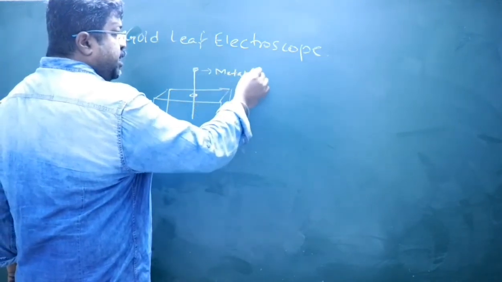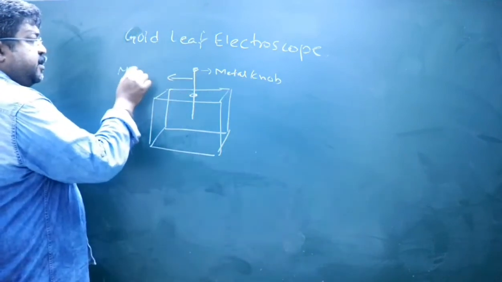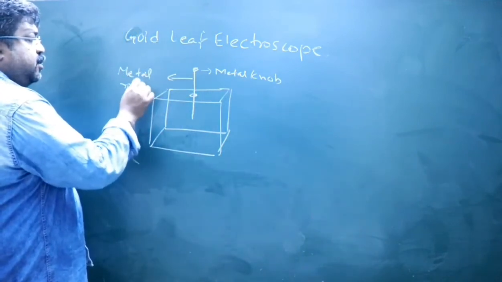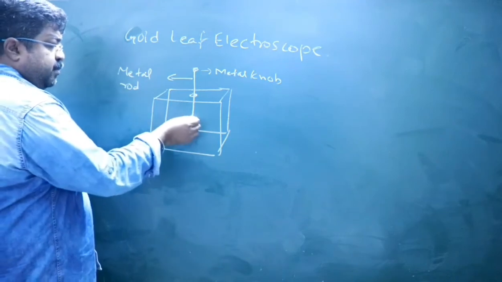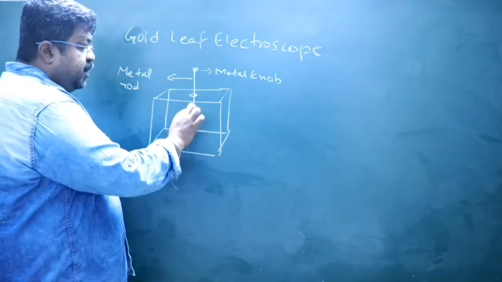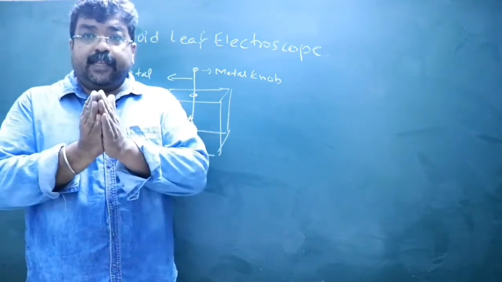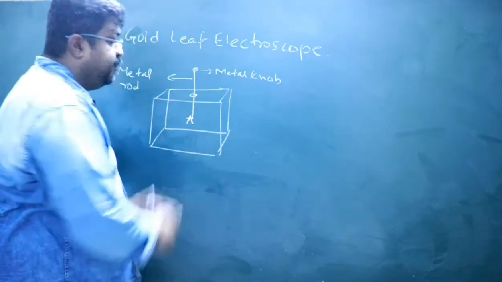This is the metal knob, and this is the metal rod. This rod is bent at this portion. A gold leaf is folded like this, and it is placed over here.